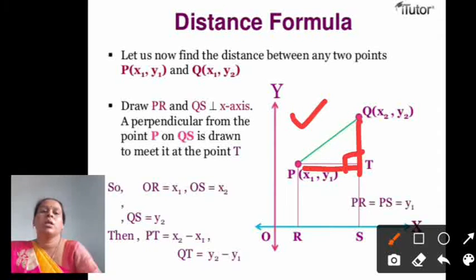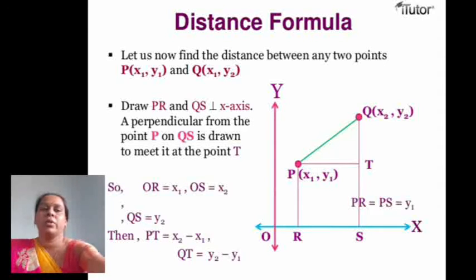By using the Pythagoras theorem, you can write PQ square equals PT square plus QT square, and from the figure you can find the distance PT. That distance PT is x2 minus x1. You can find the distance QT, that is y2 minus y1, and by substituting these values in the Pythagoras theorem, you can form this distance formula. That is the proof of the distance formula, but that is not in your syllabus.